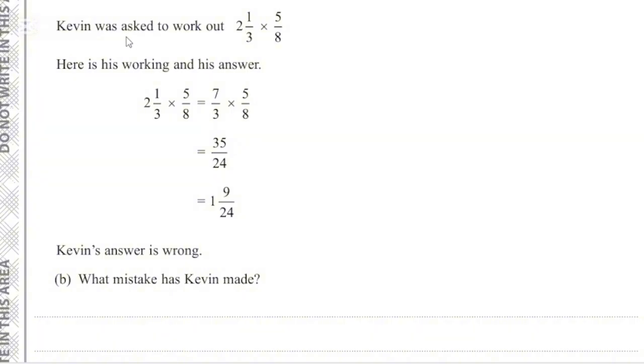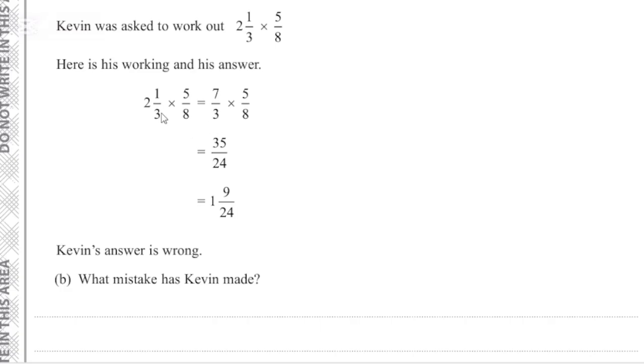Kevin was asked to work out the product of these two fractions. Here is his working and his answer. Kevin's answer is wrong. What mistake has Kevin made? Let's analyze what Kevin did so that we identify the mistake. This part is exactly the original question.